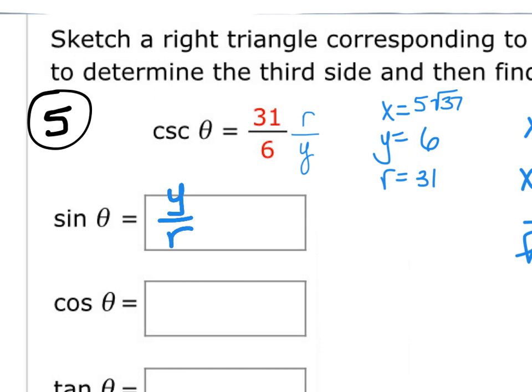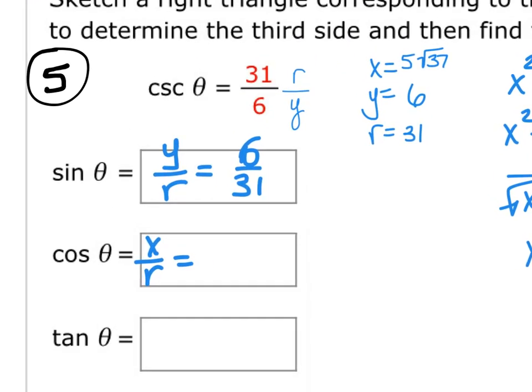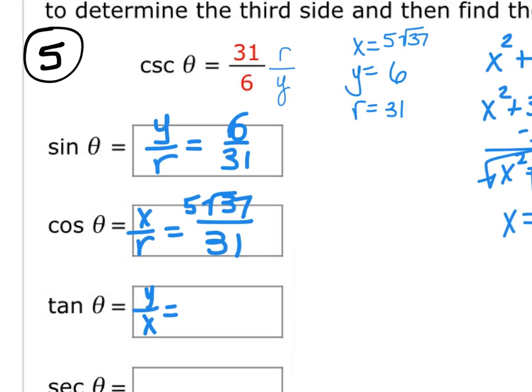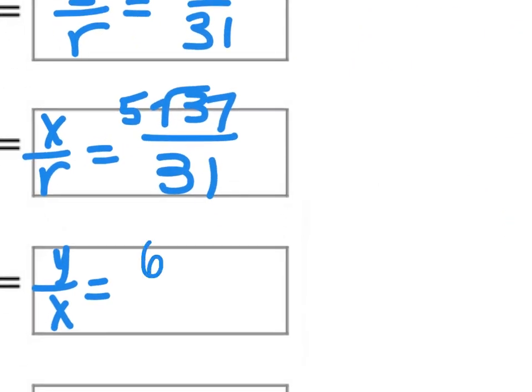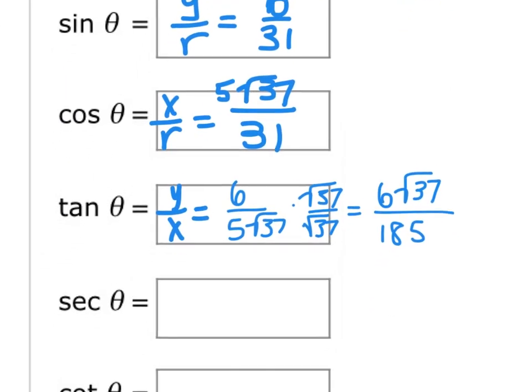Y over R. So what is the sine here? 6 over 31. Good. Cosine is X over R, correct? What's my X value? 5 root 37 over 31. Tangent, y over x, what over what? 6 over 5 root 37. Can I have root 37 in the denominator? No, so just rationalize the numerator and the denominator. You don't have to do anything with the 5. So you have 6 root 37 over, what's 5 times 37? 185, good.